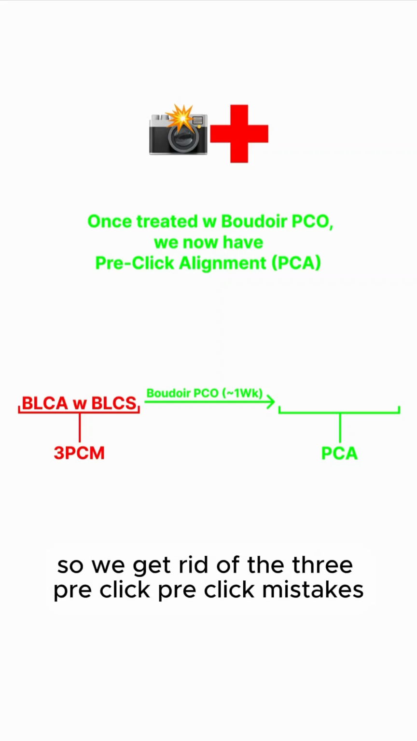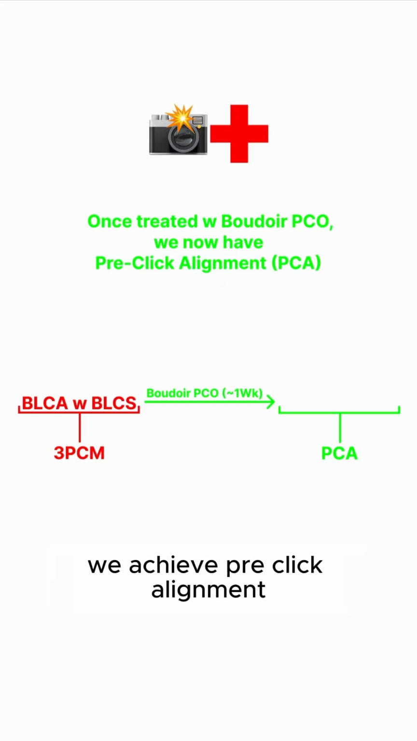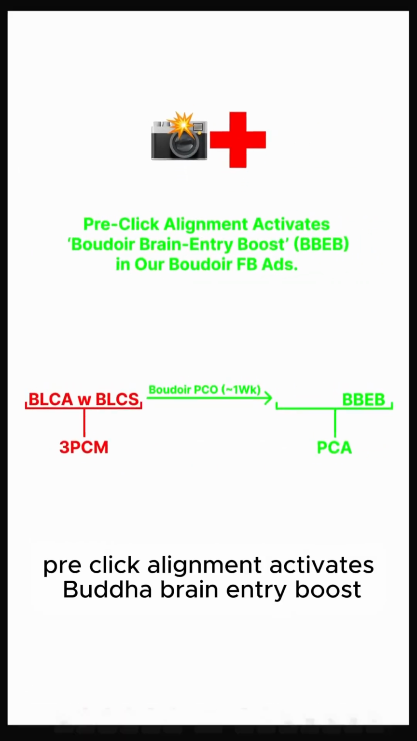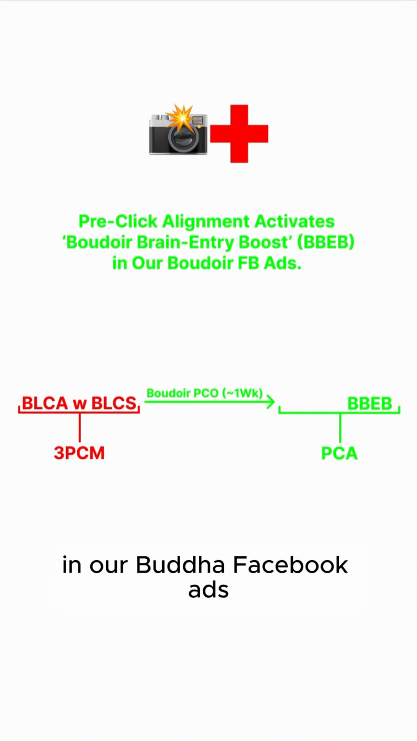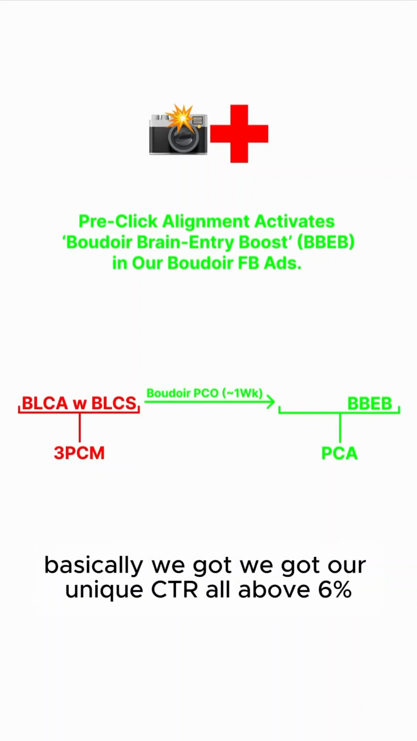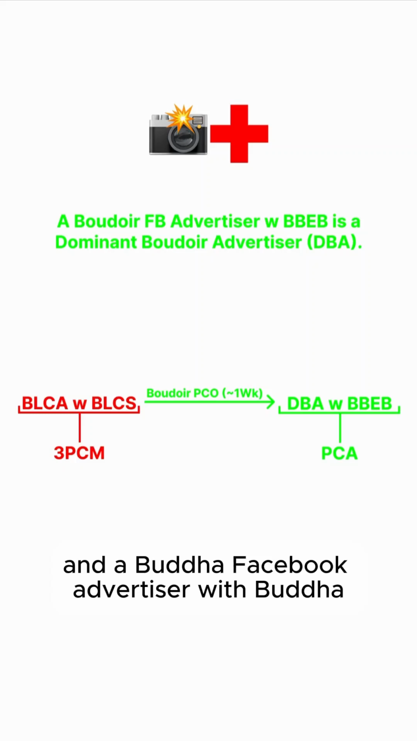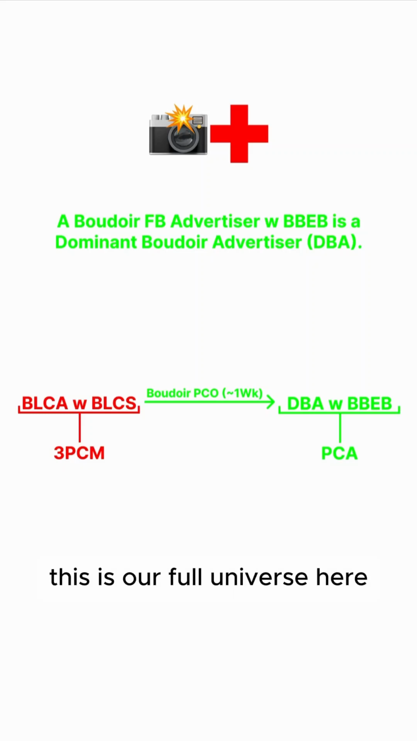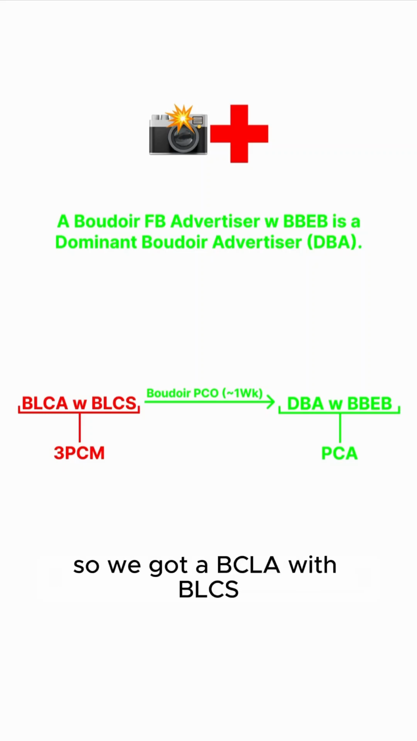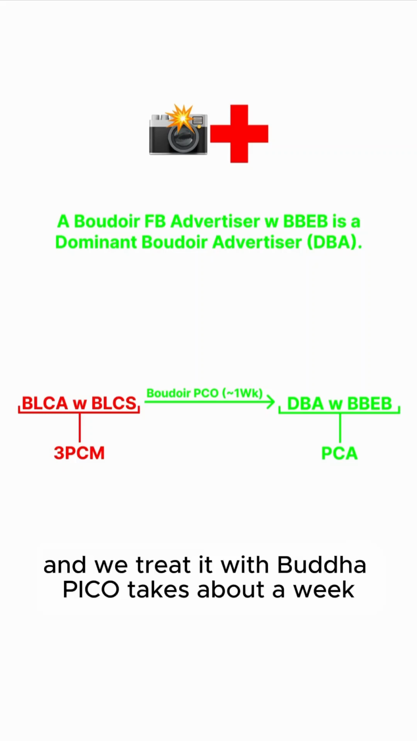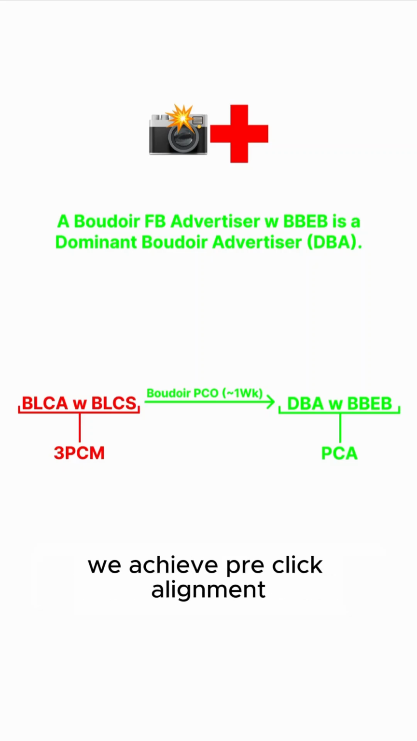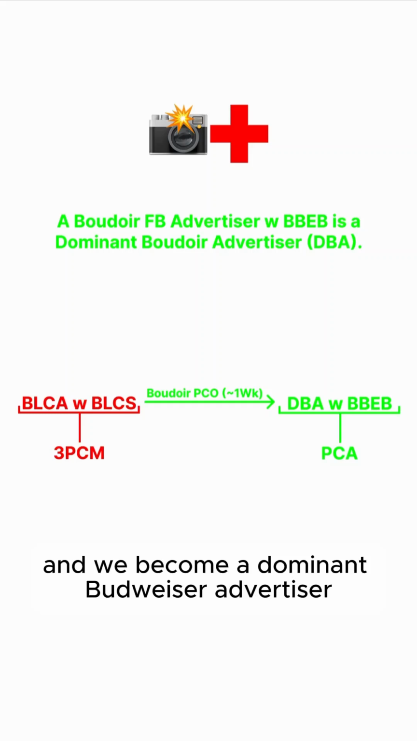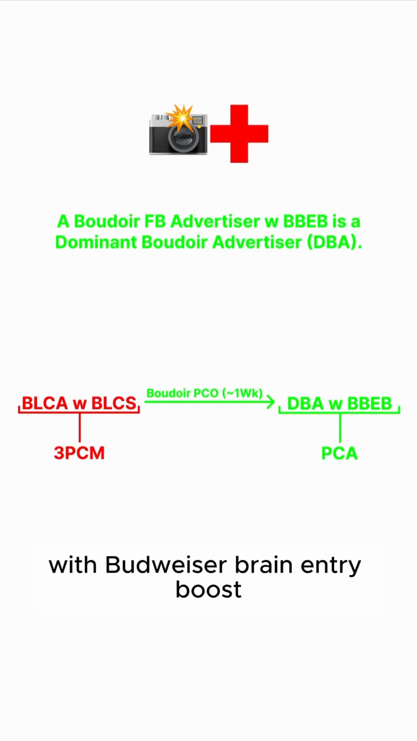So we get rid of the 3 pre-click mistakes, we achieve pre-click alignment. Now, pre-click alignment activates Boudoir brain entry boost in our Boudoir Facebook ads. Basically, we've got our unique CTR above 6%. And a Boudoir Facebook advertiser with Boudoir brain entry boost is a dominant Boudoir advertiser, a DBA. This is our full universe here. We've got a BLCA with BLCS, caused by the 3 pre-click mistakes, and we treat it with Boudoir Pico, which takes about a week. We achieve pre-click alignment, and we become a dominant Boudoir advertiser with Boudoir brain entry boost.